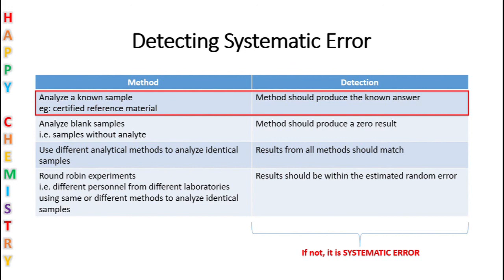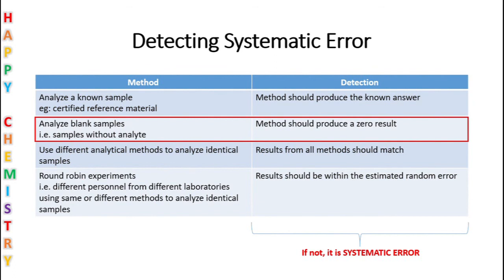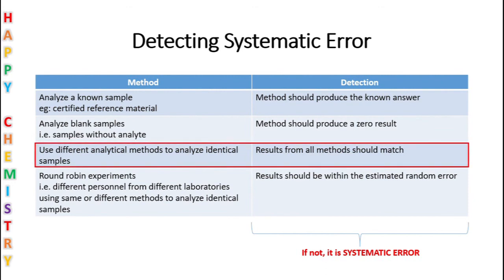Second, analyze the blank samples. That means samples without the interested analyte. The method should produce a zero result. If the method is producing a non-zero result, then there is a systematic error. Third, using different analytical methods to analyze identical samples. The methods should produce the same result. If there is a discrepancy, there is a systematic error.